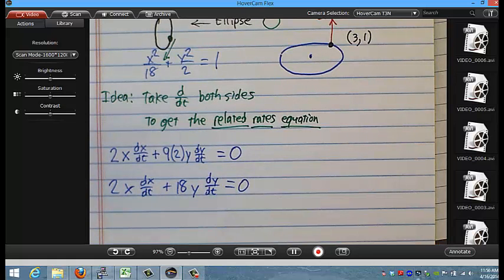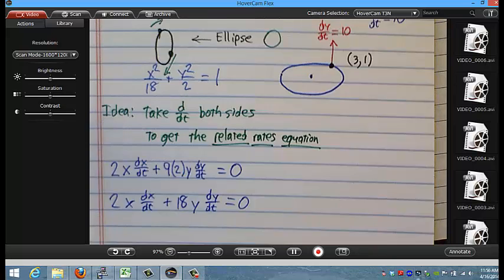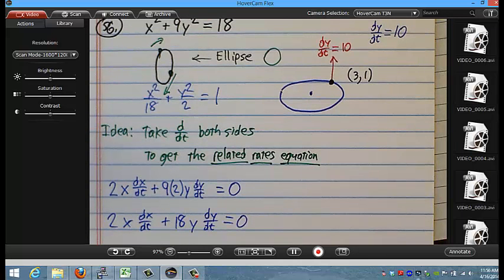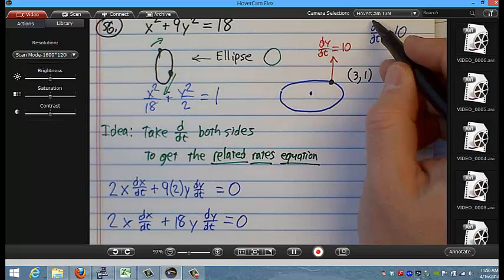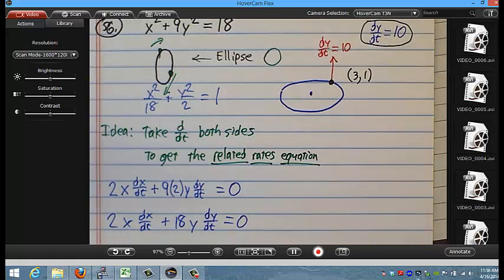Now I heard you say factor out. In those implicit differentiation problems, that was the next step. But do you guys notice? I have dx dt and I have dy dt. I can't factor out. Those are different. I guess I could factor out a 2, but I'm not going to. All right? But what I am given, I was given a few things. I was given, up above, that dy dt is equal to 10. So down here where it says dy dt, I'm going to put a 10.